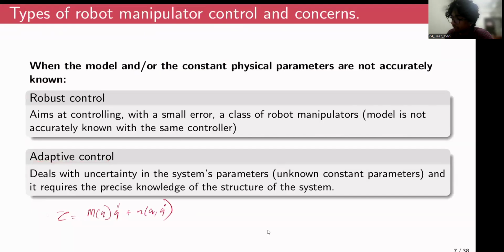Whereas adaptive control deals with the uncertainty in the system parameters, or unknown constant parameters, and it requires precise knowledge of the structure of the system.